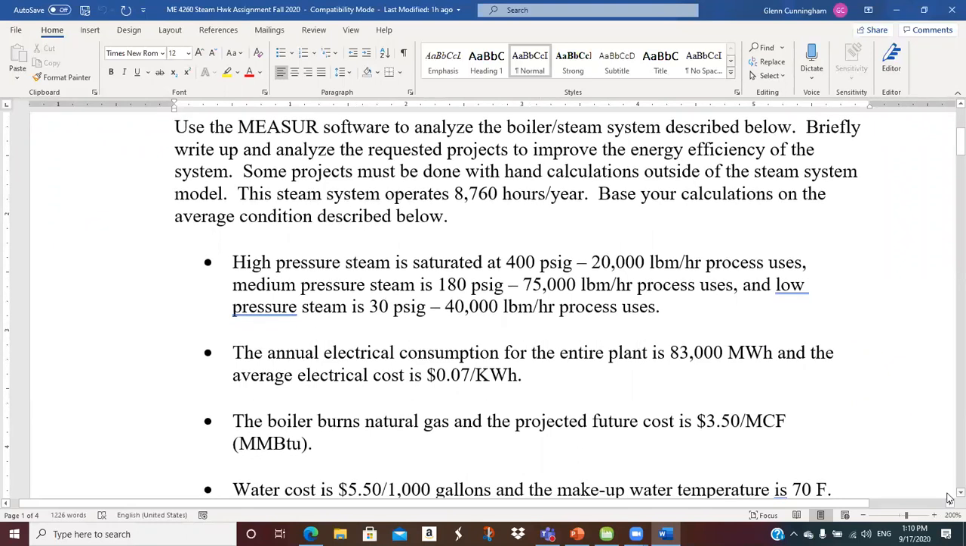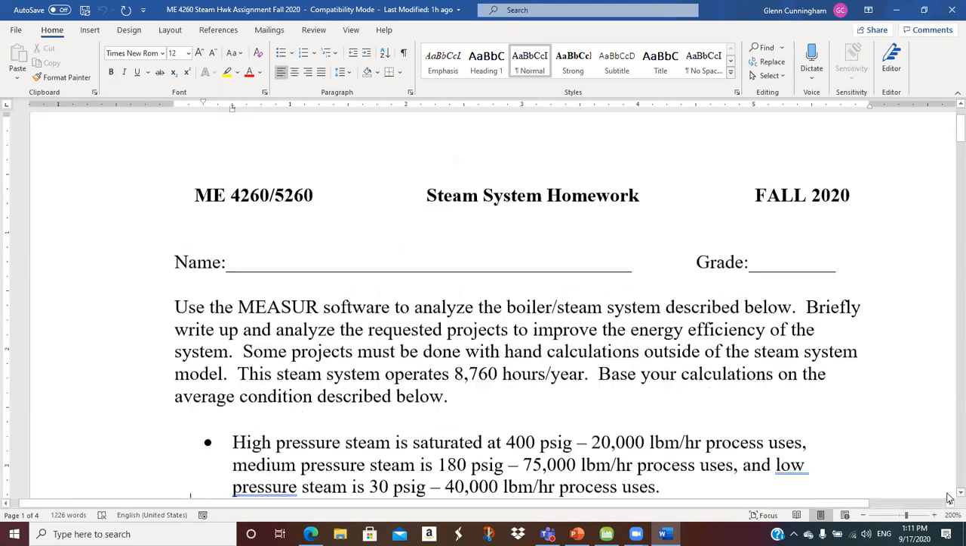Okay. Use the measure software to analyze the boiler steam system described below. Briefly write up and analyze the requested projects to improve energy efficiency of the system. Some projects must be done with hand calculations outside the steam system model. This steam system operates 8760 hours per year. Base your calculations on the average condition described below, so you can assume it just does this all the time.